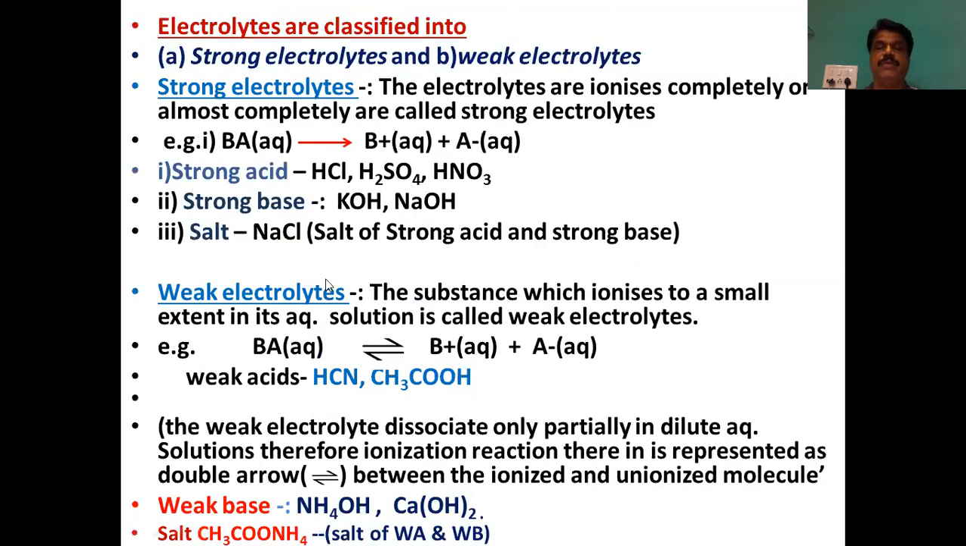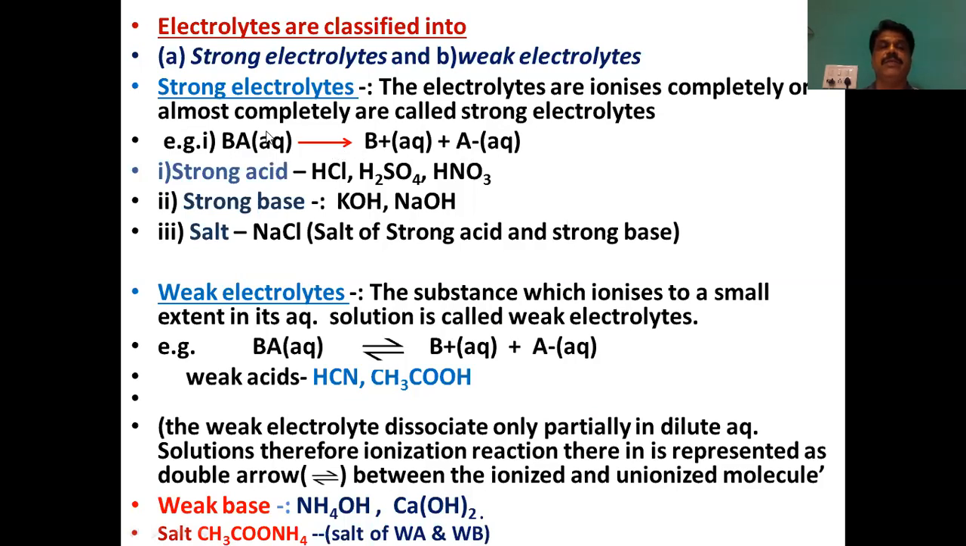Then classification of electrolytes. Electrolytes are classified into strong electrolytes and weak electrolytes. What is meant by strong electrolytes? Electrolytes that are ionized completely or almost completely are called strong electrolytes. Example: BA dissociates into B plus and A minus aqueous. Here BA is a strong electrolyte, so it dissociates completely and is represented by a single arrow.